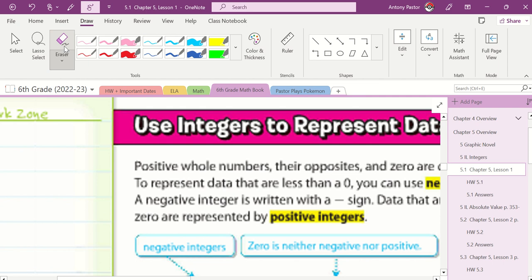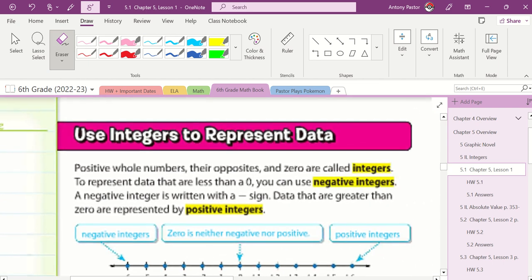So, use integers to represent data. Positive whole numbers, their opposites, and 0 are called integers. Now, when it says positive whole numbers and their opposites, the opposites are negative whole numbers. So, positive whole numbers, negative whole numbers, and 0 are called integers. To represent data that are less than 0, you can use negative integers. A negative integer is written with a negative sign. Data that are greater than 0 are represented by positive integers.